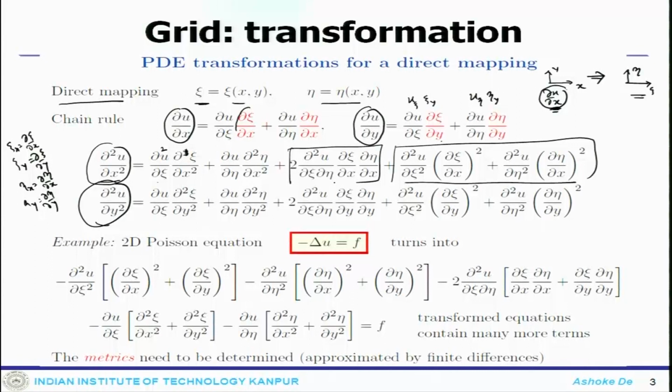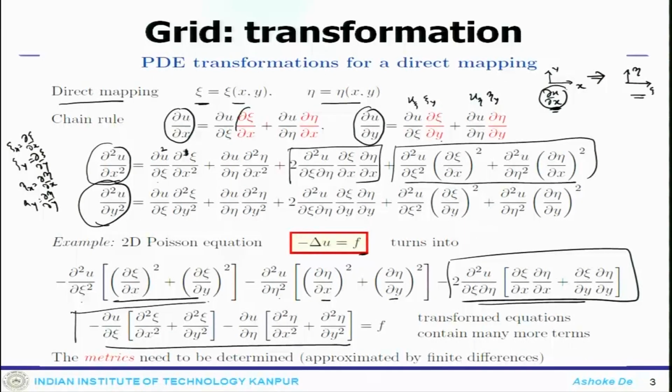Now, for example, if you look at the Poisson equation, so if you try to transform the Poisson equation, which is del 2 u equals f, it becomes del 2 u by del xi 2 times (del xi by del x) square plus (del xi by del y) square, and del 2 u by del eta 2 times (del eta by del x) square plus (del eta by del y) square, minus these cross derivative terms which turn out to be there, equals f. So, this is the equation that you get in a transformed system.